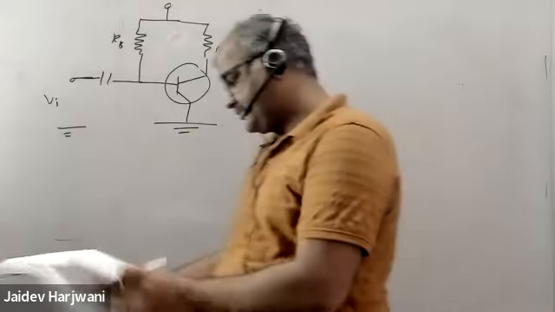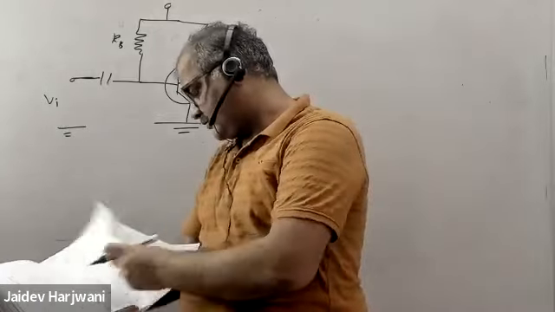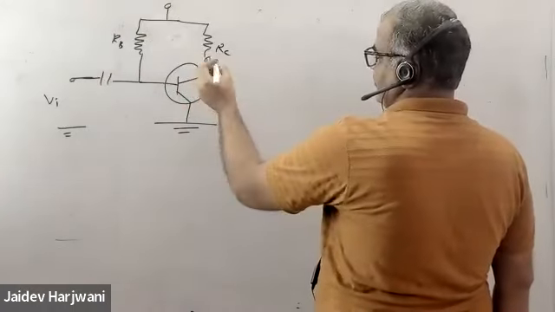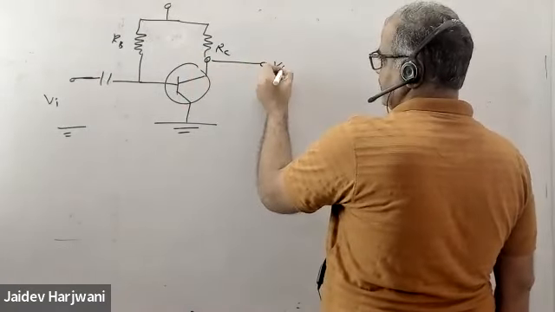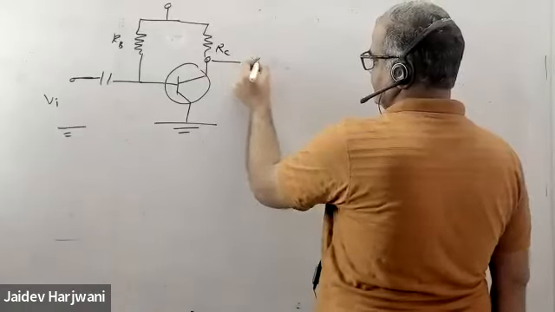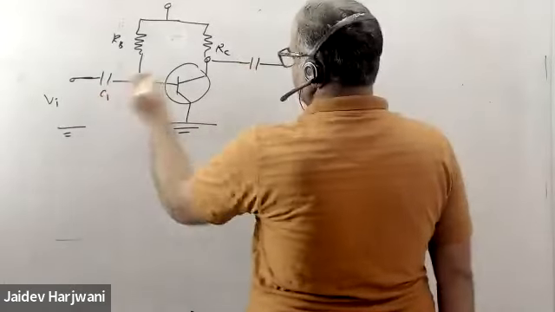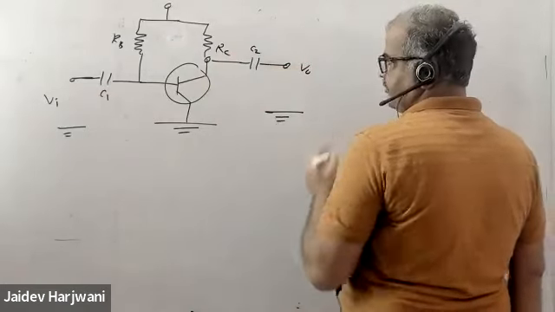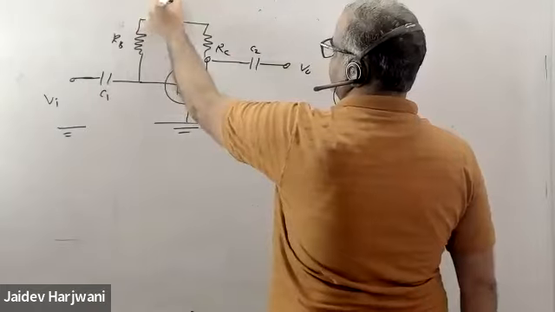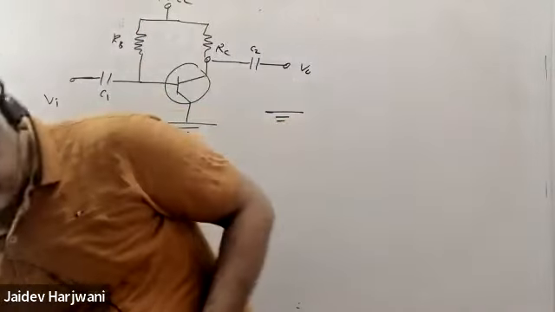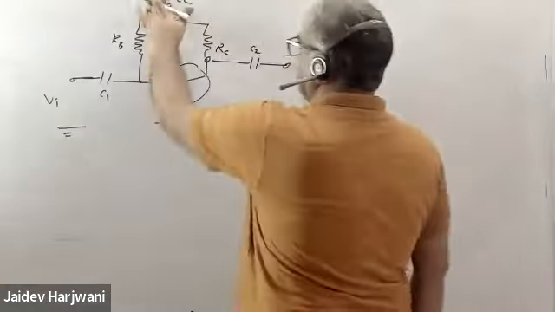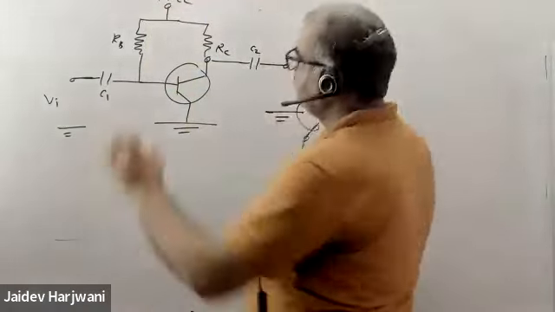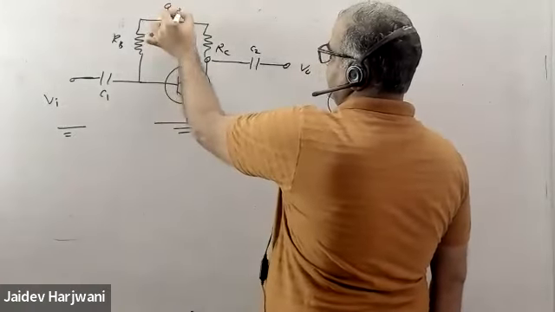Where were we taking the output? Output we are taking here, at the collector. And here also was one capacitor. So this is C1, this is C2, and this is the V0, and this was plus VCC. Can't you see VCC? Okay, let's say here is VCC, this is plus VCC.